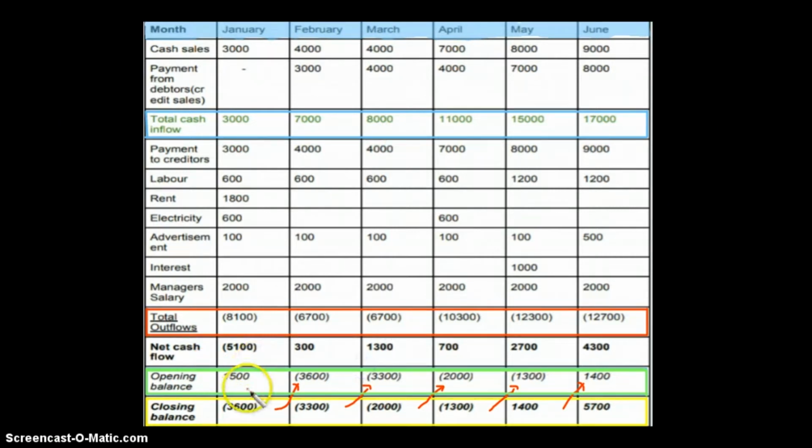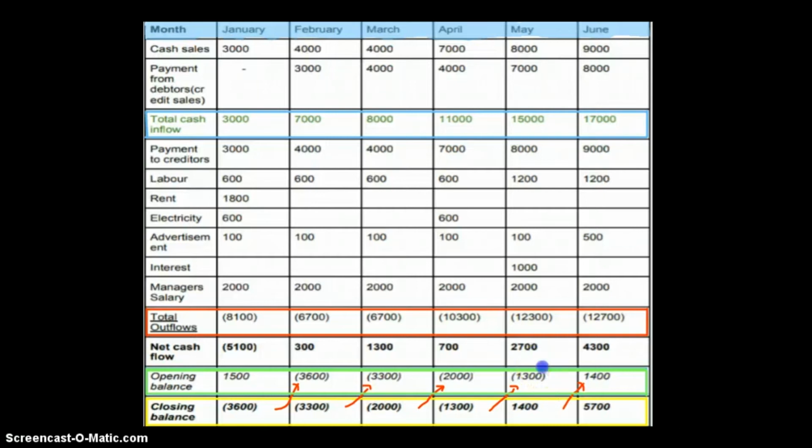Then we were given the opening balance of this month. We weren't told about the closing balance, so we had to calculate that. We calculated the closing balance of month 1. Now the closing balance of month 1 is the opening balance of month 2. We knew that, so that's how we got the opening balance of the next month. We calculated the closing balance of month 2. Then month 2's closing balance was the opening balance of month 3, that is March. We calculated the closing balance of March, which is the opening balance of April. We calculated the closing balance of April, which was the opening balance of May.